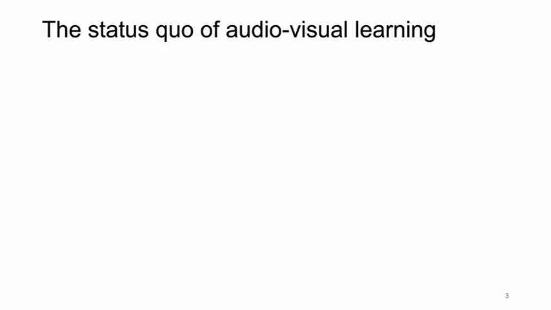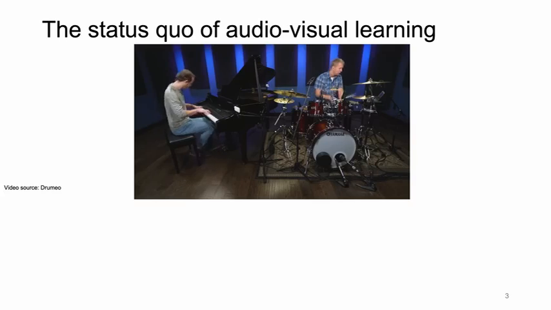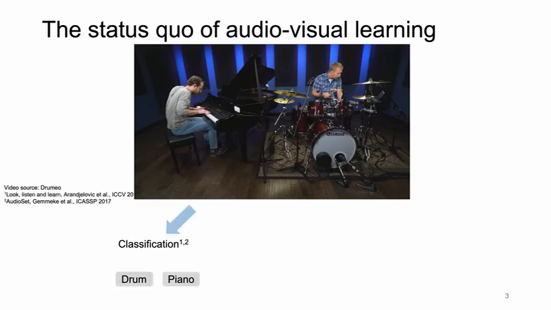Because of this correspondence, audiovisual learning has gained a lot of attention in the past couple of years, and many tasks have been proposed. Let's look at this video. For example, one of the tasks is audiovisual classification, where the goal is to classify what's happening in the video, and in this case, it is drum playing and piano playing.